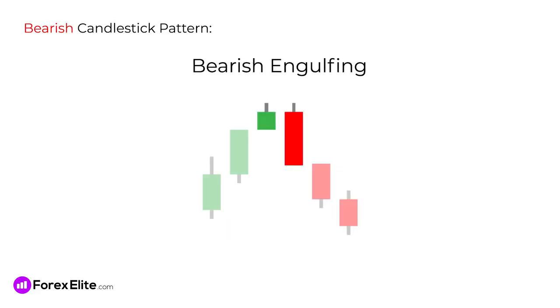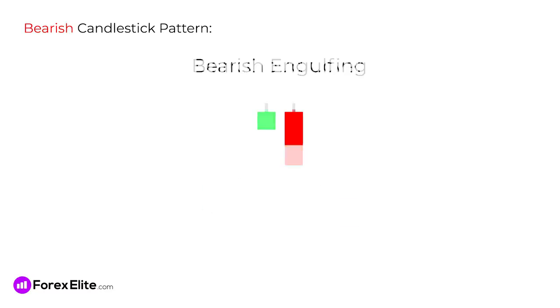Bearish engulfing. In a bearish engulfing pattern, the body of the bearish red candlestick completely engulfs the body of the green bullish candlestick. In this illustration, the body of the red candlestick engulfs the body of the green candlestick. This is known as the bearish engulfing candlestick pattern. Bearish red engulfs bullish green.